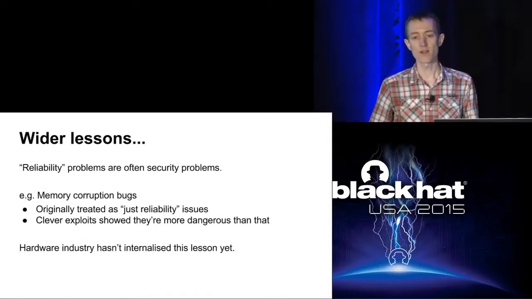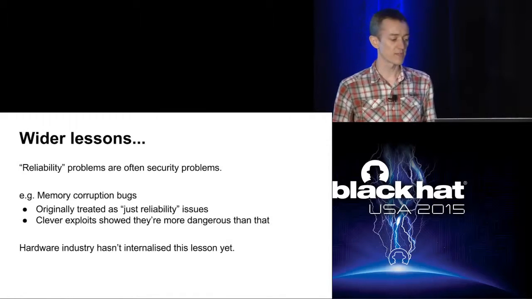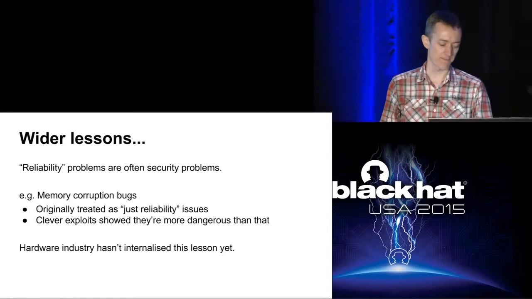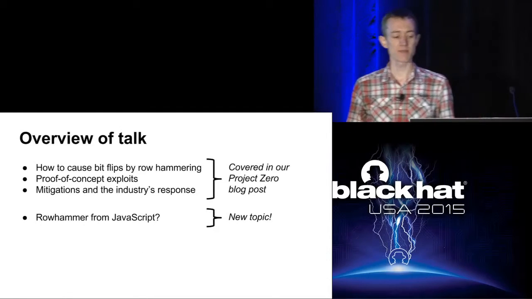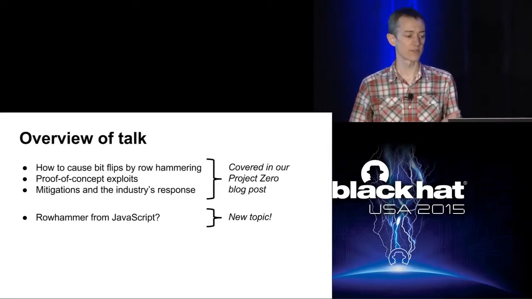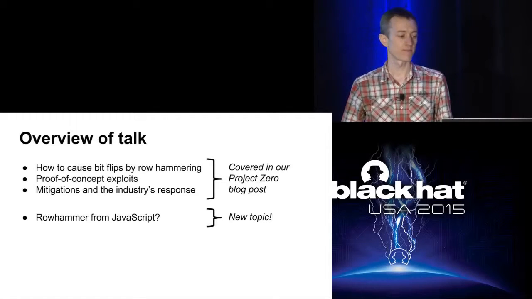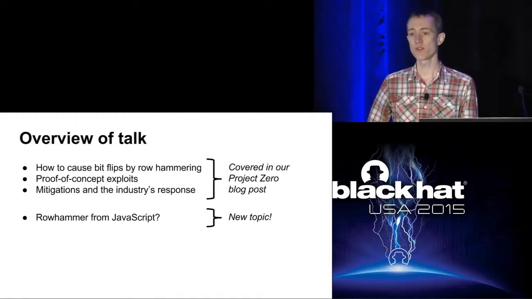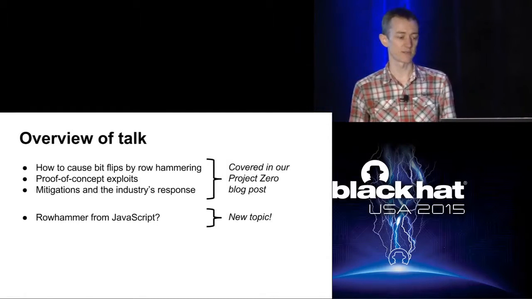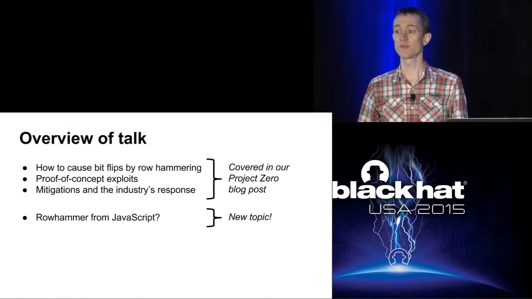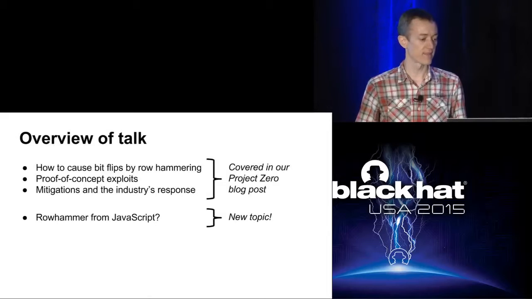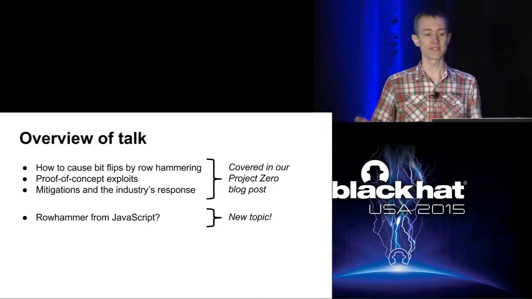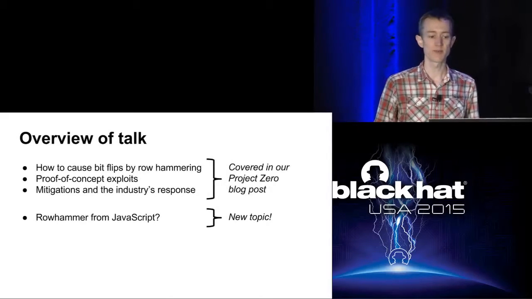But I think a lot of the hardware industry hasn't caught up yet, based on how they responded to the Rowhammer bug. So I'm going to talk a bit about how software can cause bit flips using the Rowhammer bug, and I'll talk about the two proof-of-concept privilege escalation exploits that I wrote that can use these bit flips to escalate privileges. Then I'll talk about mitigations and how the industry responded to the bug.